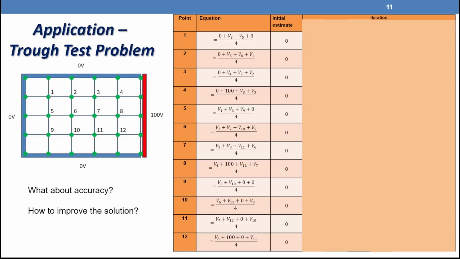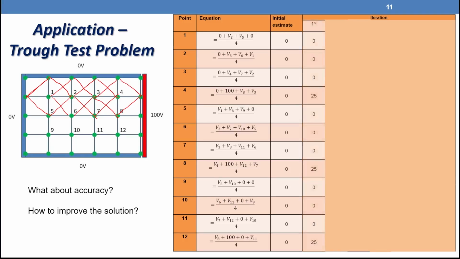For a point like number 1, we have 0 plus 0 plus V2 plus V5 over 4. For point number 2, we have V1 plus 0 plus V3 plus V6 over 4. For point number 3, V2 plus 0 plus V4 plus V7 over 4. For point number 4, we have 100 plus V8 plus V3 plus 0 over 4. And so on for all the points.